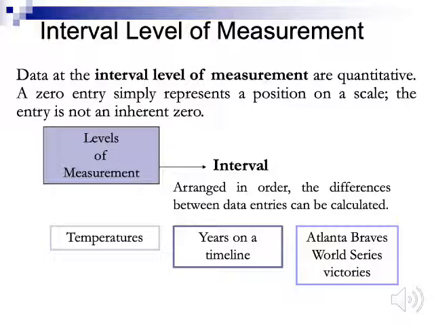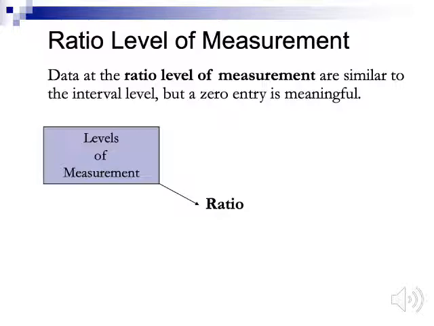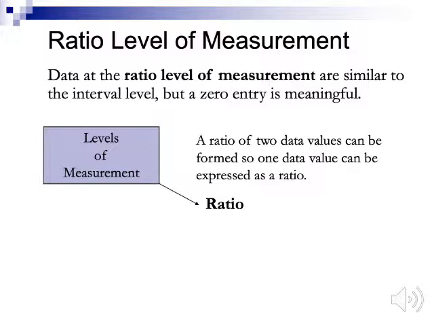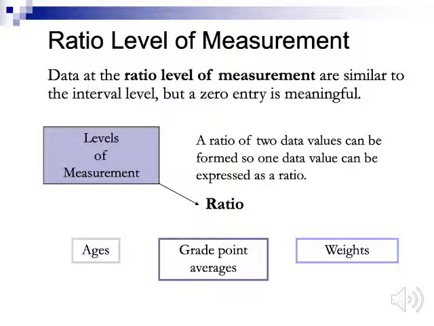Then when you say ratio, this time you have the absolute zero. Zero is meaningful, and you can have a meaningful ratio also. So for example, ages: let's say you are 20, I am 40, so I am twice as old as you are, and there is a zero age, meaning the baby is still unborn. Or the weight: zero means you are not weighing anything. Or you would say that I weigh 60 kilograms and you weigh, let's say, 30 kilograms, so I am twice as heavy as you are. So that's how we do it in the ratio.